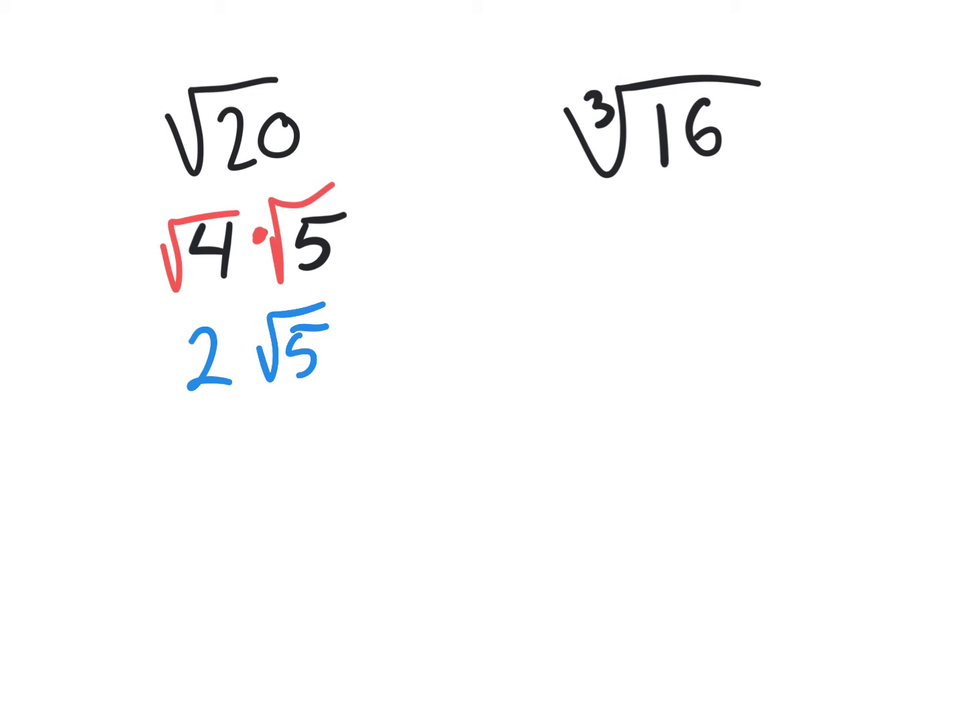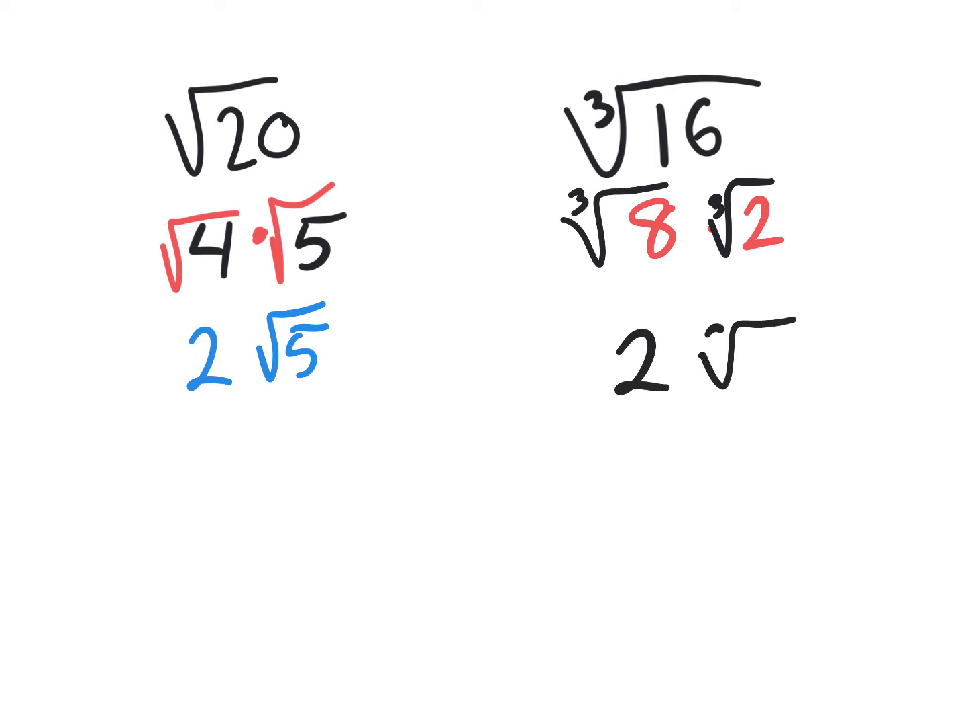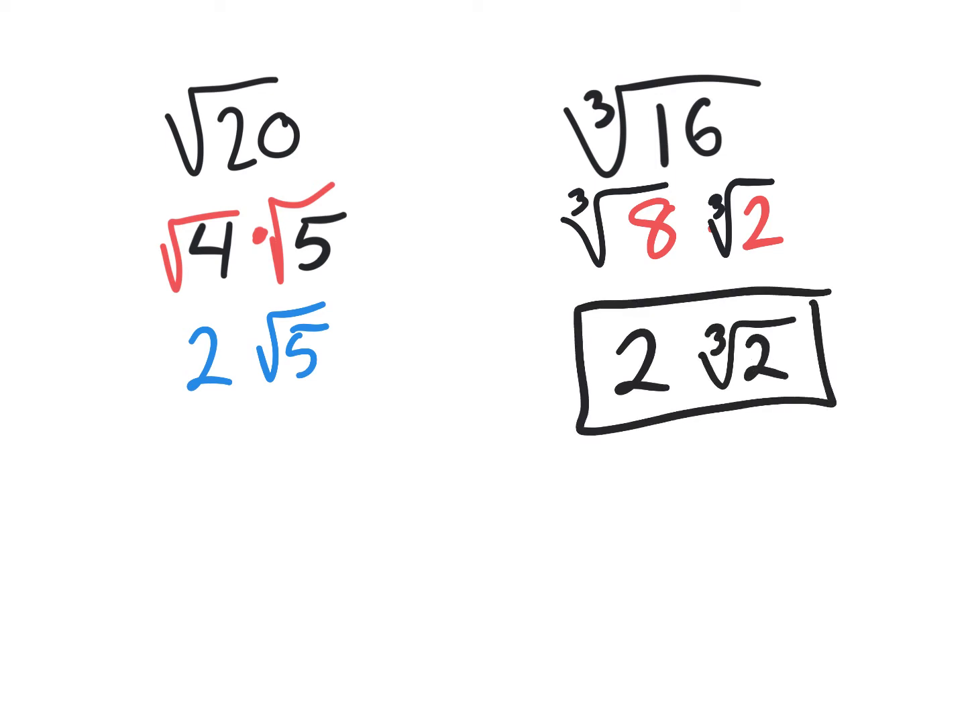Now let's take a look at this one over here, the cube root of 16. Well, 16 is not a perfect cube number. I would like a perfect cube number. So a perfect cube number would be like the number 8. 2 times 2 times 2 is 8. So I'm going to rewrite it with multiplication, 8 times 2. And when I split, the cube root of 8 is 2, and the cube root of 2 is still the cube root of 2. So there's your final simplified answer on that one.